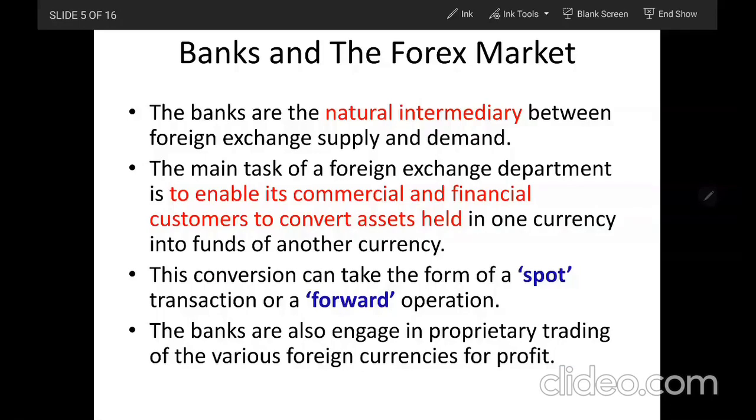The banks are the natural intermediary between foreign exchange supply and demand. So the bank acts as an intermediary or middleman between the foreign exchange suppliers and the foreign exchange demanders. The main task of the foreign exchange department in a bank is to enable its commercial and financial customers to convert assets held in one currency into funds of another currency. This conversion can take the form of spot, which is immediate, or forward, using a forward contract. The banks are also engaged in proprietary trading of various foreign currencies for profit purposes.